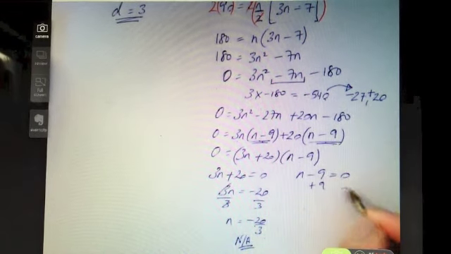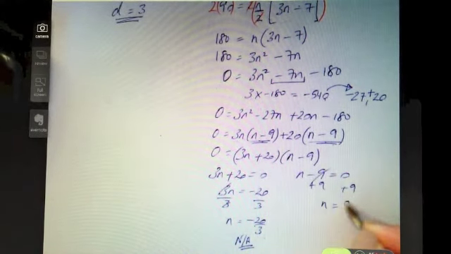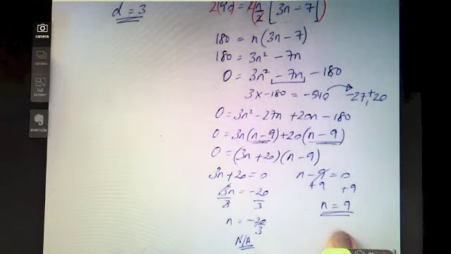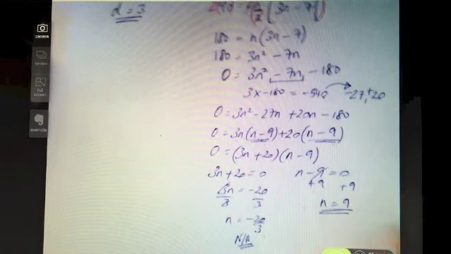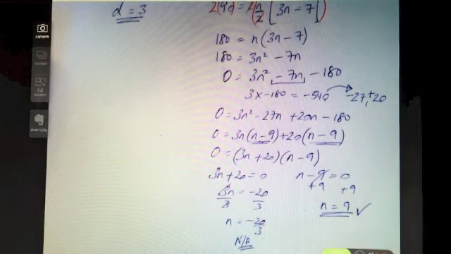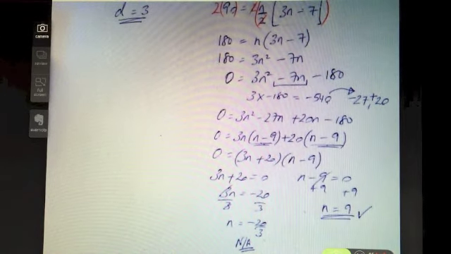On this side though, I'm getting n is equal to 9, a positive whole number. That makes more sense in the context of this question. So I know that this is the answer I'm looking for. n is equal to 9.